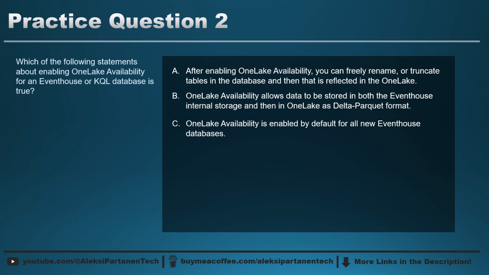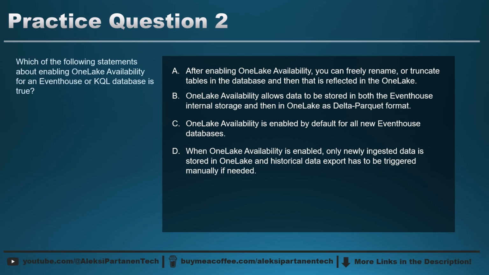C. OneLake Availability is enabled by default for all new Eventhouse databases. D. When OneLake Availability is enabled, only newly ingested data is stored in OneLake, and historical data export has to be triggered manually if needed. Now think about the answer for a moment and pause the video. I will reveal the answer in 3, 2, 1.